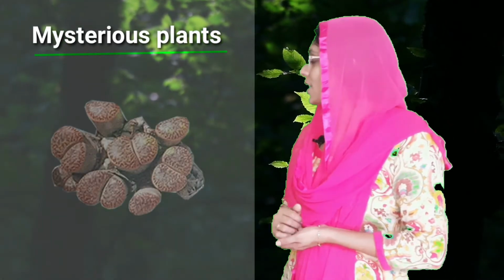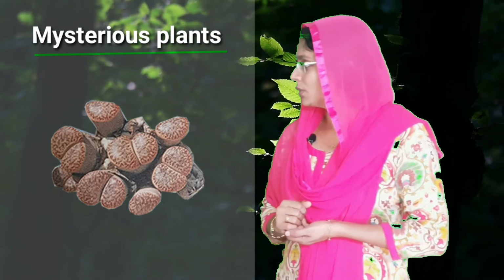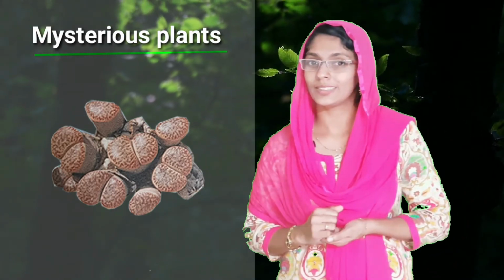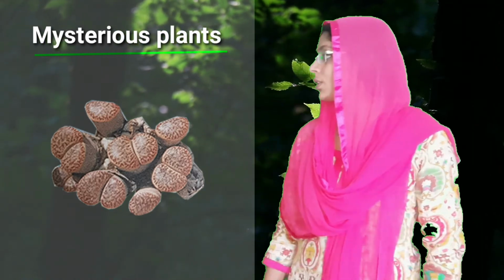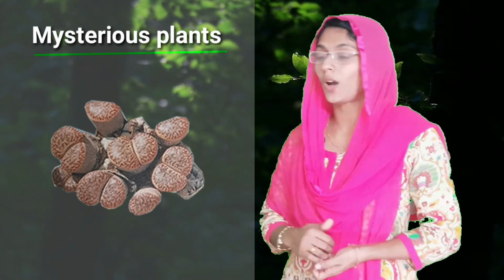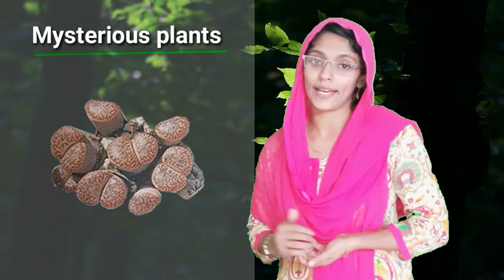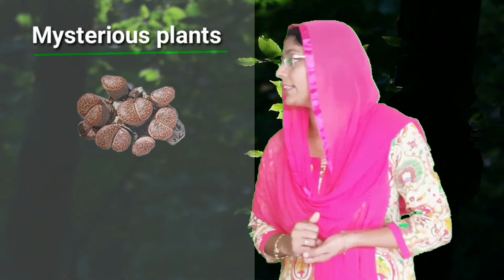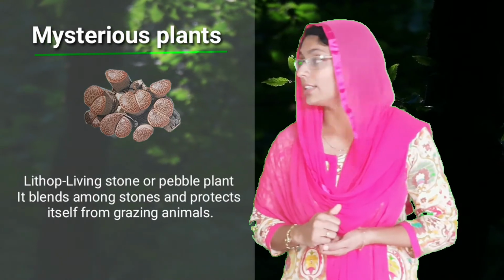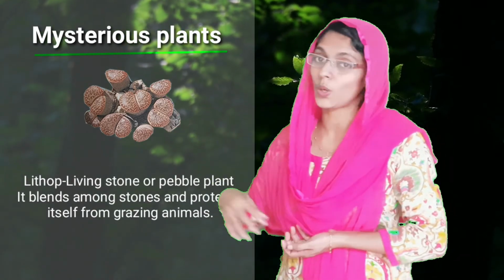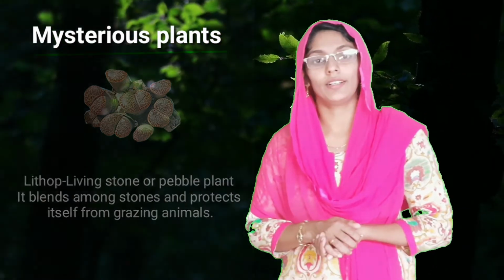Look at this image, it's a plant. Do you feel it's a plant? No, it looks like a stone. So this plant is called a living stone or a pebble plant. The scientific name is Lithops. It blends among the stones and protects itself from grazing animals.